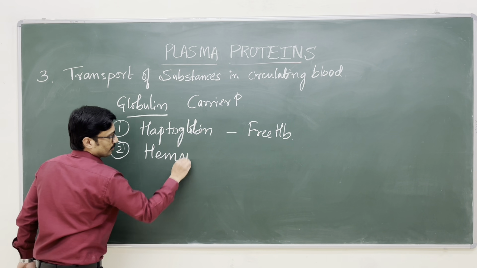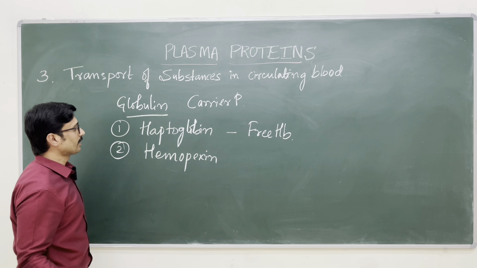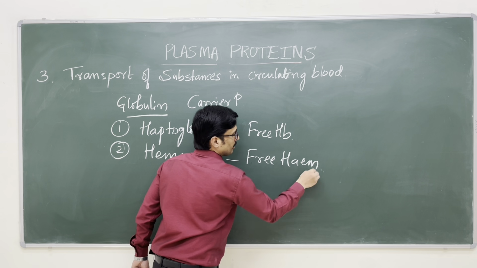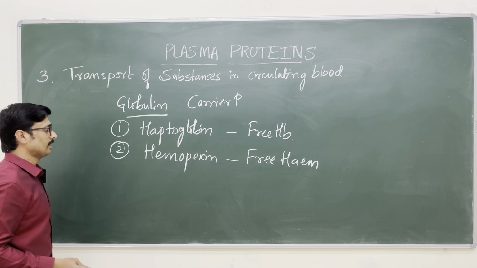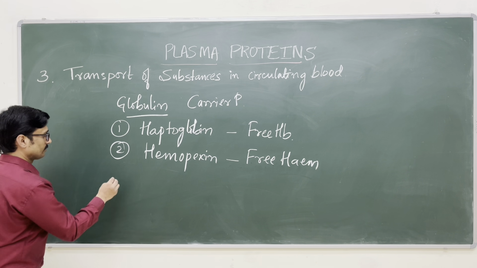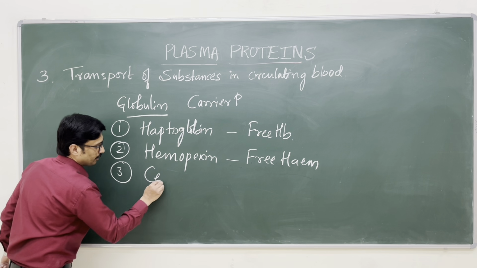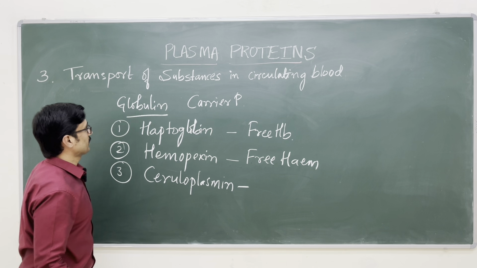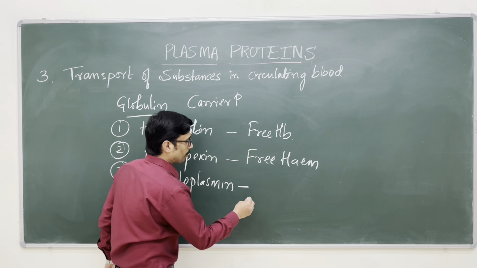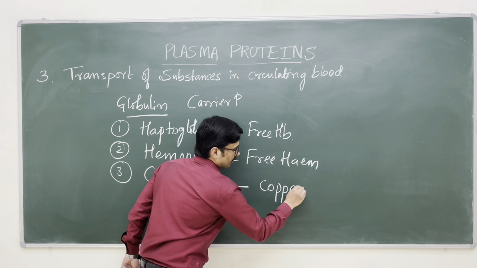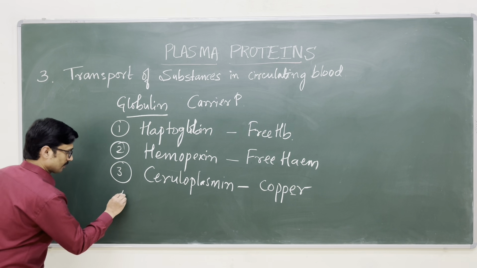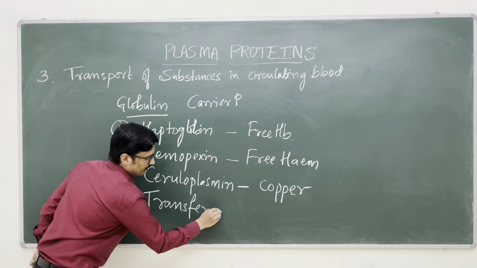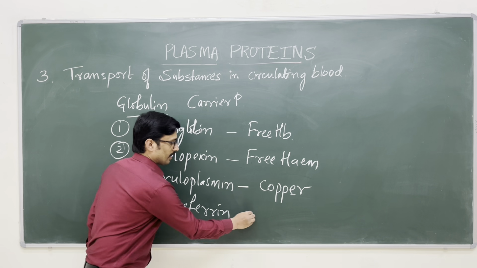Hemopexin is a type of globulin which will bind to free heme. The heme, a degraded product of hemoglobin, will be bound to the hemopexin and transported. Ceruloplasmin, a type of plasma protein globulin, will bind to and transport copper. Transferrin is a type of globulin that will transport iron.